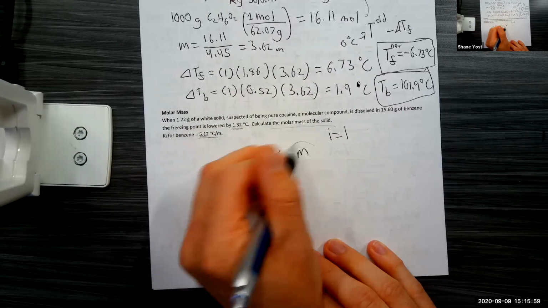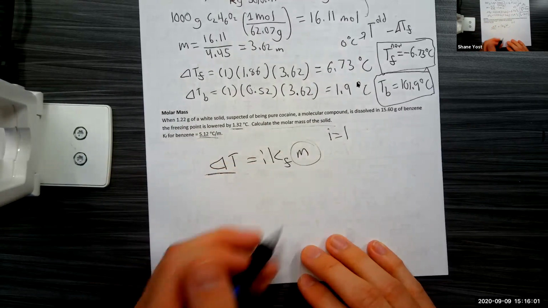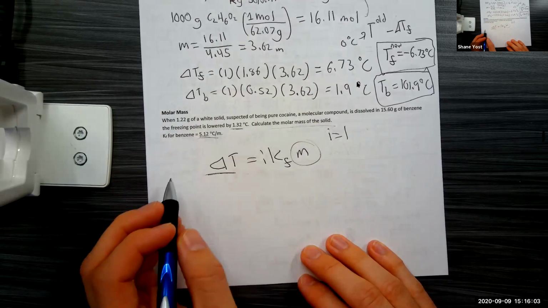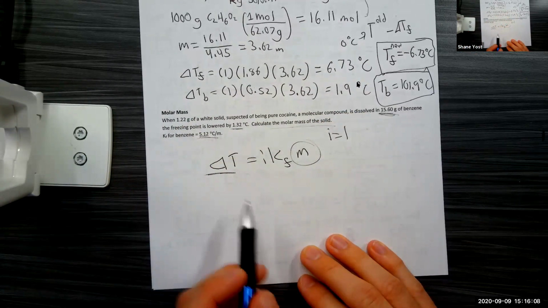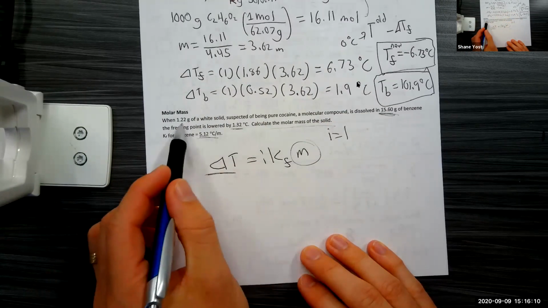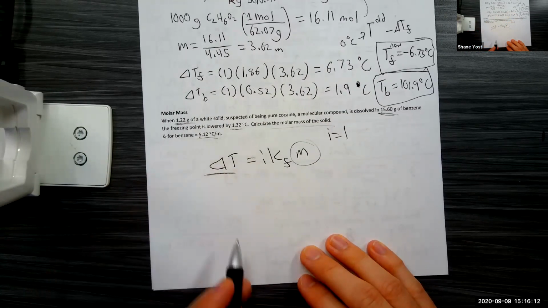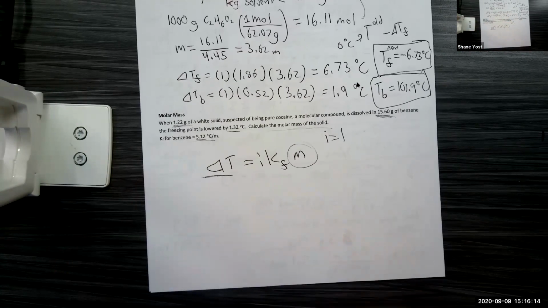And so I can calculate M, the molality, and then from the molality, I can use the mass of my solvent to get the moles of my compound, and I'm given how many grams I had of my compound to then get the molecular weight, or the molar mass.